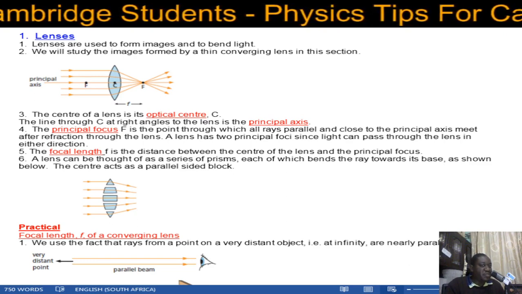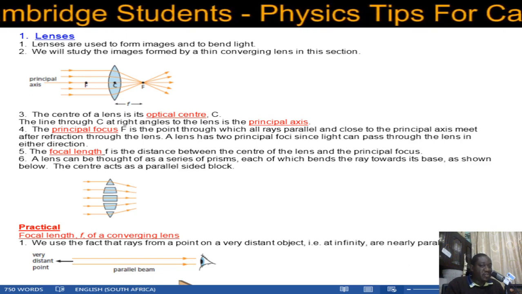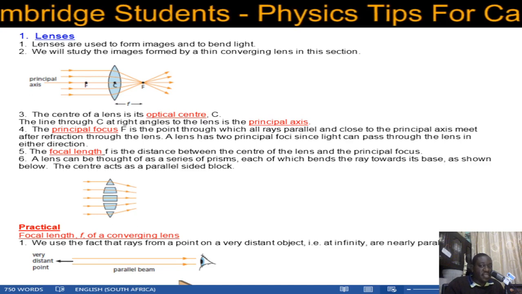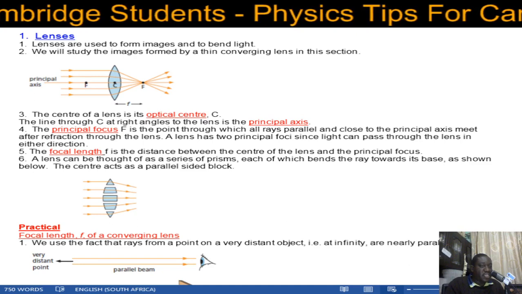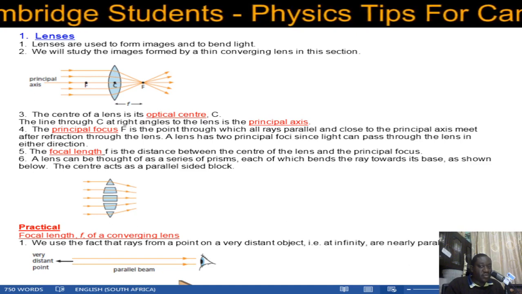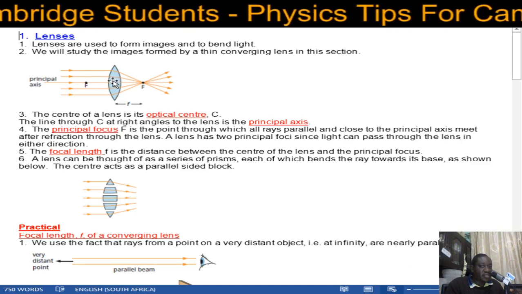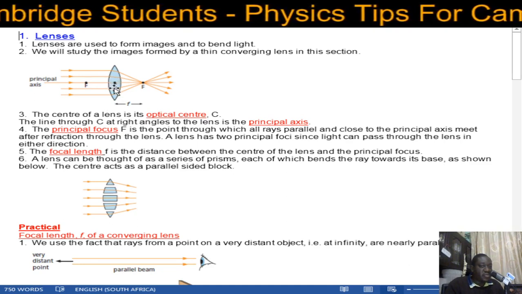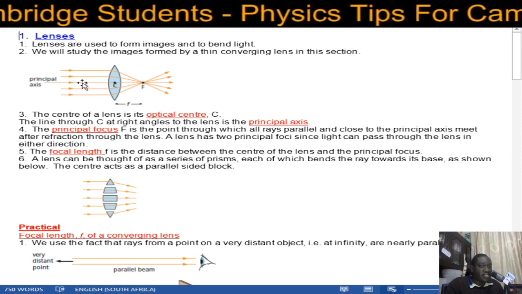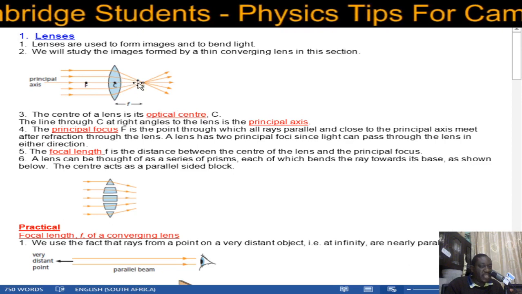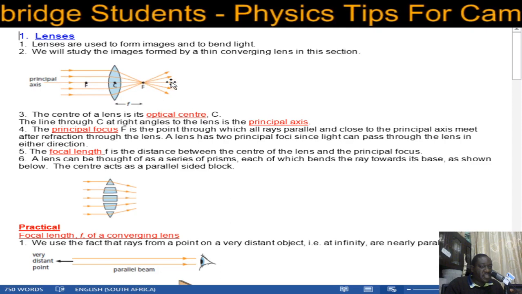Lenses are used to form images and to bend light. So we'll study the images formed by a thin converging lens in this video. The center of the lens is called the optical center. So that's this one. The symbol is C. The line through C that is at right angles to the lens is the principal axis. So that's the principal axis, this one.